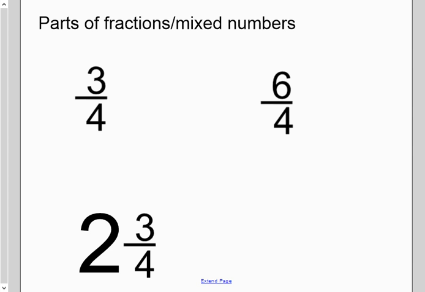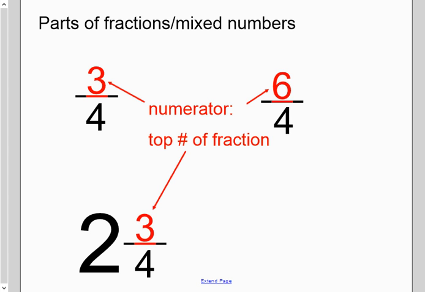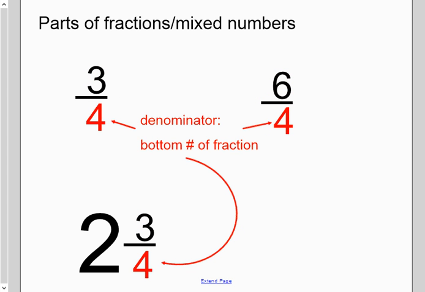Quick review. Top number of a fraction is always called the numerator. The bottom number is always called the denominator. And of course, over here, if you've got a large number in front of a fraction, that's our whole number. And so we're used to those parts of fractions.